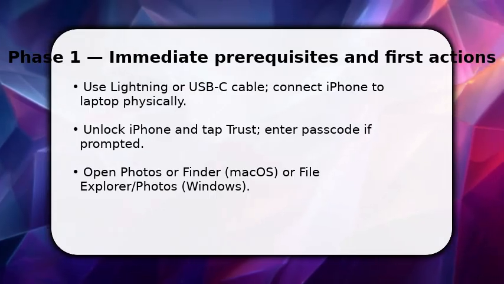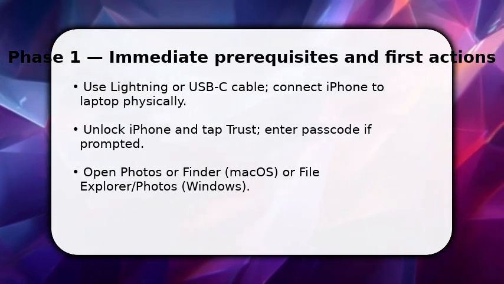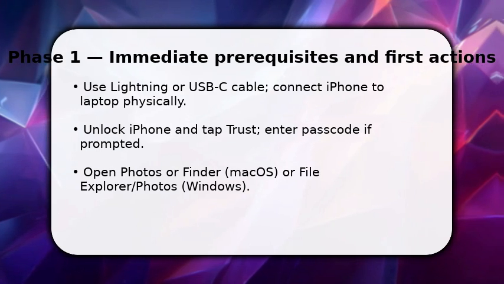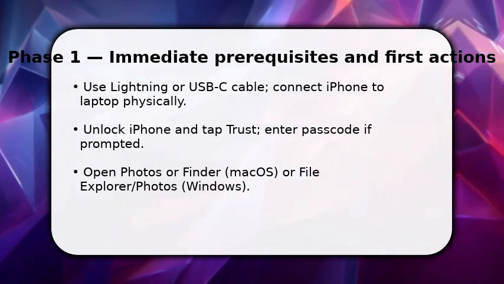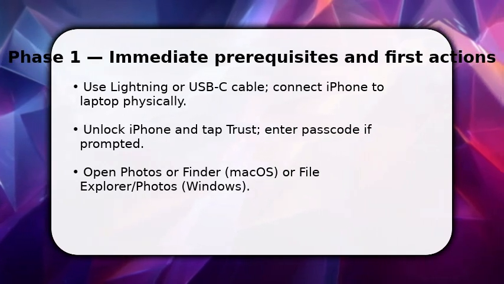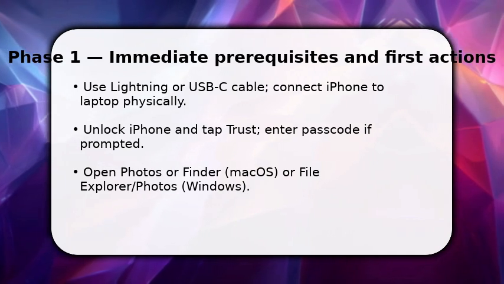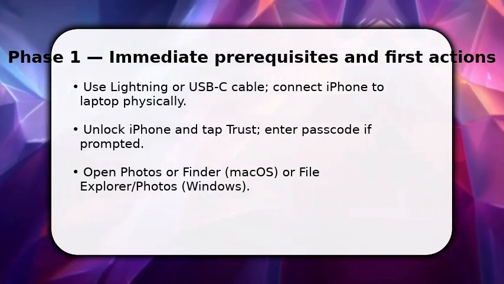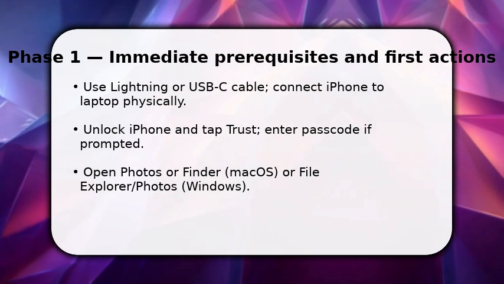You're starting the transfer now, so plug the Lightning or USB-C cable into your iPhone and laptop and unlock the phone. When the trust prompt appears, tap Trust and enter your passcode. This authorizes data transfer. On macOS, open Photos or Finder, and on Windows, open Photos or File Explorer, select the device. Once connected, preview thumbnails, make sure there's sufficient laptop space.